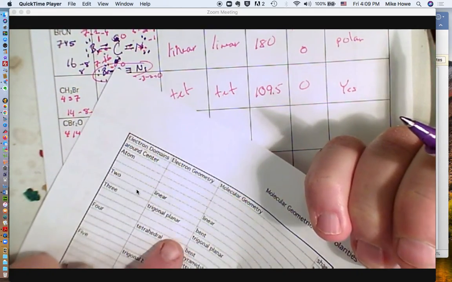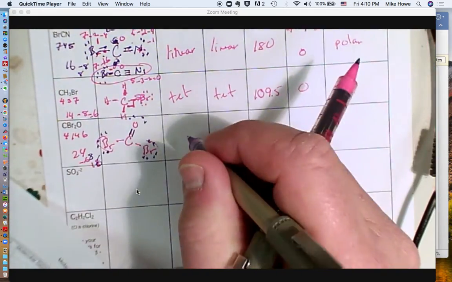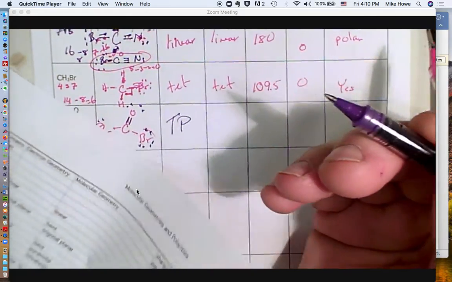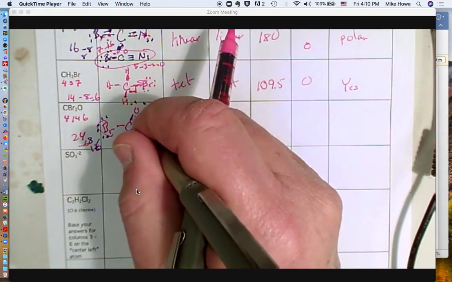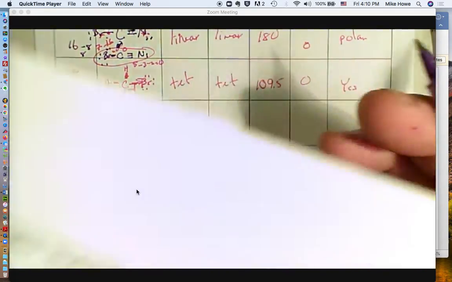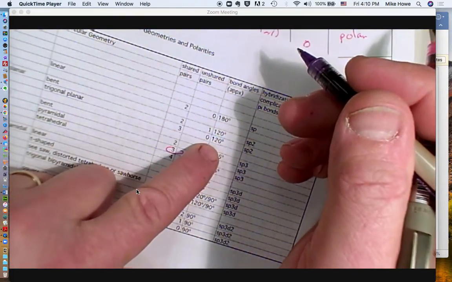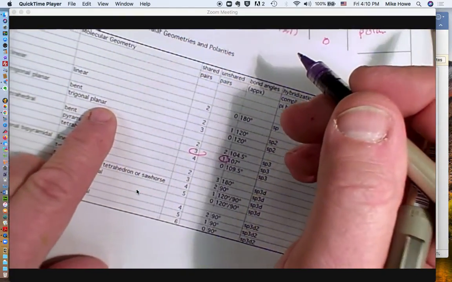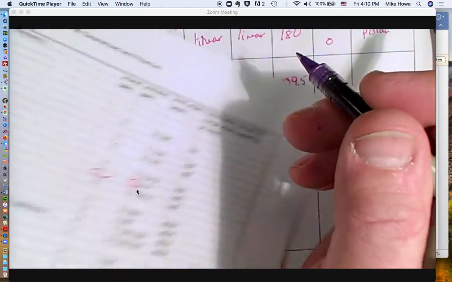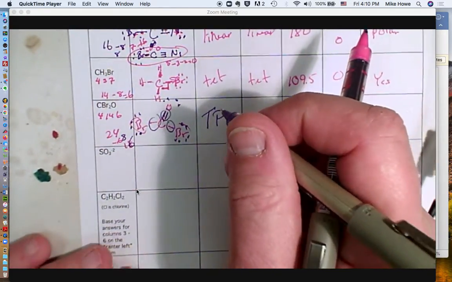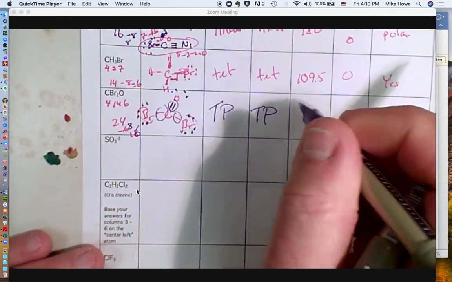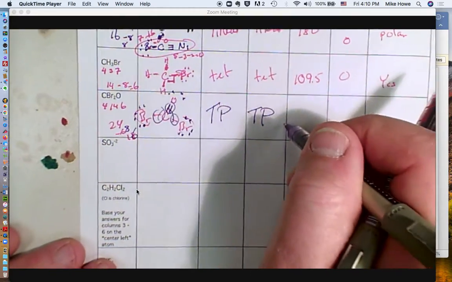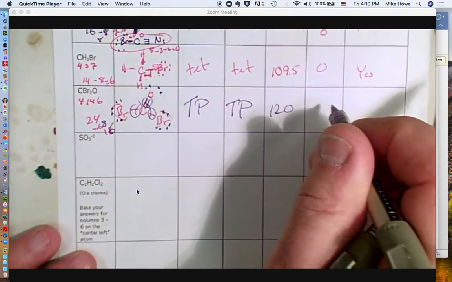So 3 domains, trigonal planar. And since all those domains are shared, see, that's shared, that's shared, that's shared, that's 3 shared, no unshared. So the molecular geometry is also called trigonal planar. The bond angle, since it's a triangle in a plane, 120 degrees.